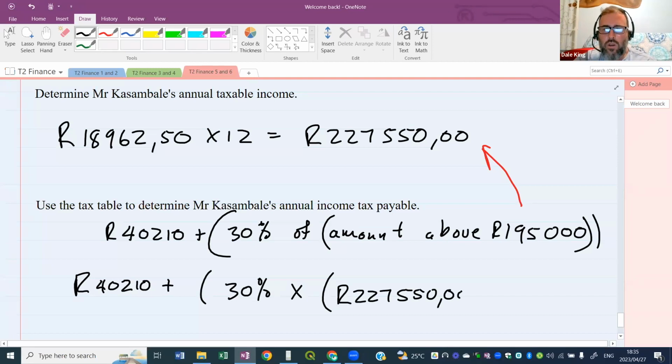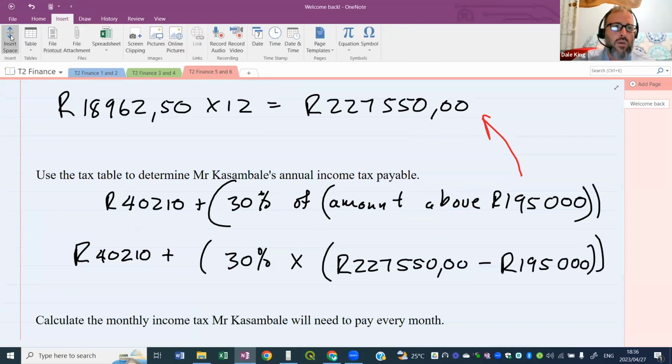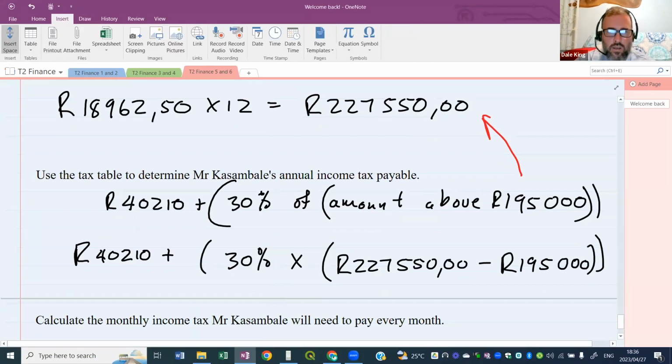And how are we going to work out how much is he above 195,000? What calculation must I do to work out how much more than 195,000 this person is? What must I do? Minus. Very good. Okay, you guys are on the ball. So I need to subtract the 195,000. Okay. Now I'm compartmentalizing everything here. I'm doing it step by step into little pieces so you can see.